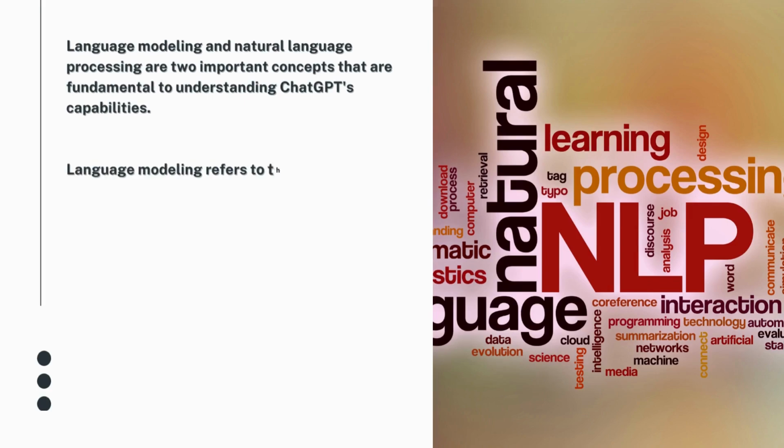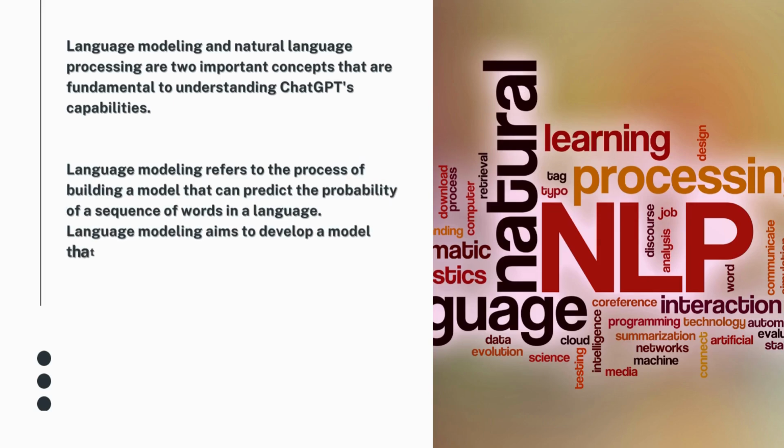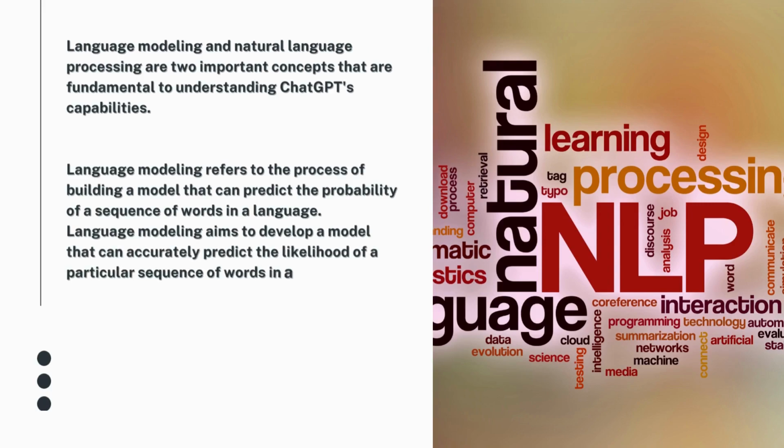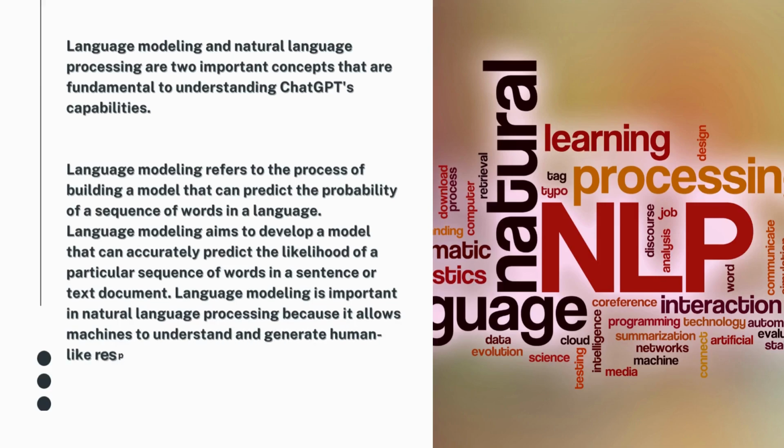Language modeling refers to the process of building a model that can predict the probability of a sequence of words in a language. Language modeling aims to develop a model that can accurately predict the likelihood of a particular sequence of words in a sentence or text document. Language modeling is important in natural language processing because it allows machines to understand and generate human-like responses to text prompts.